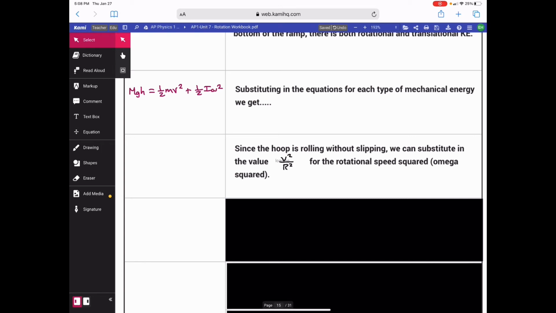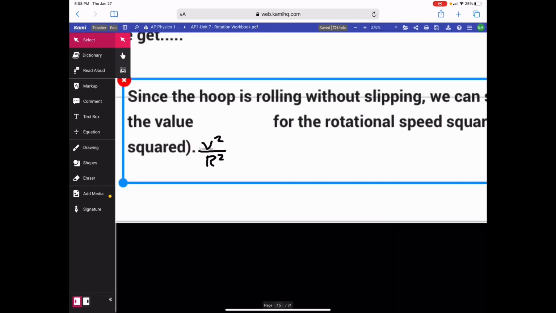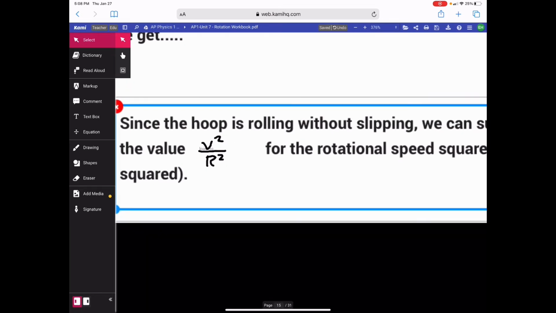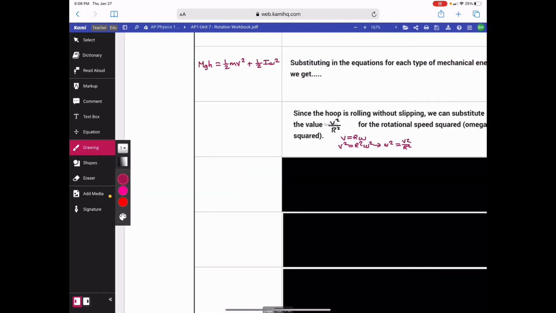Since the hoop is rolling without slipping, we can substitute the value of v squared over r squared for the rotational speed squared, which is omega squared. How are we getting that? Recall that v is equal to r omega, which means if you square everything, v squared is equal to r squared omega squared. So if you solve for omega squared, it would be v squared over r squared. And you're going to substitute that for that.